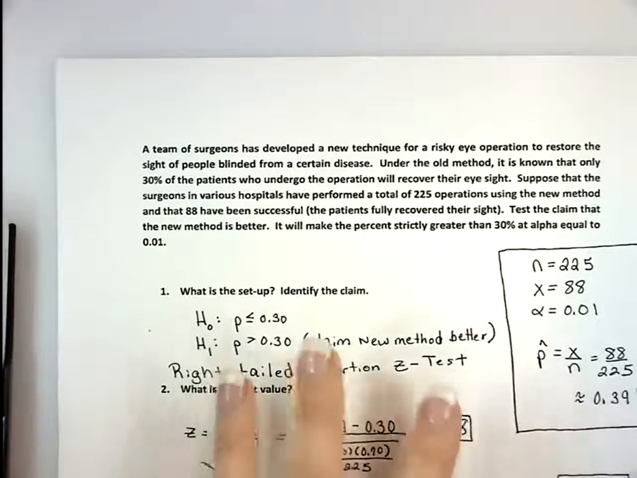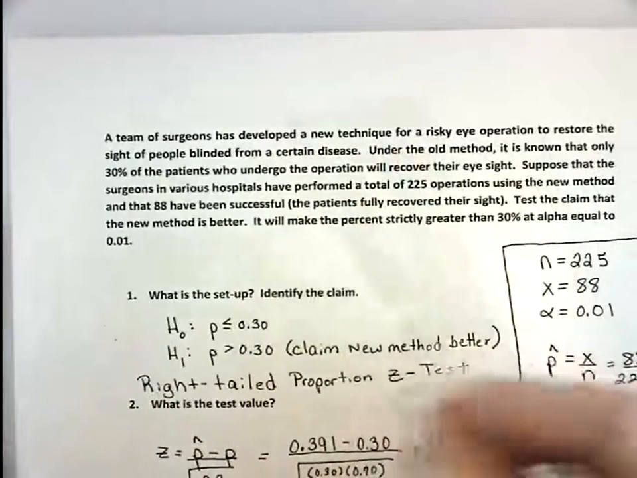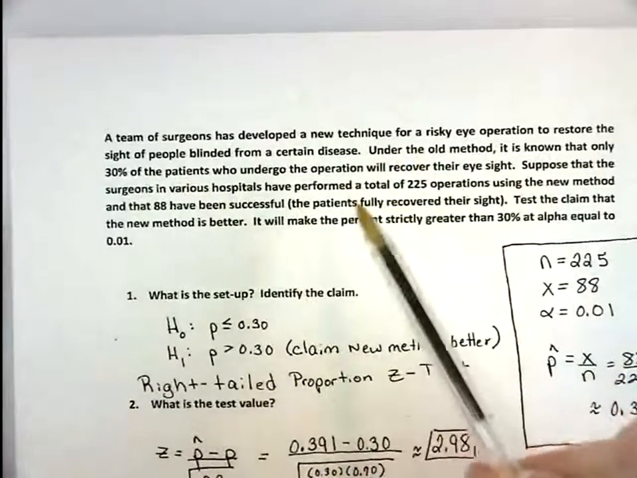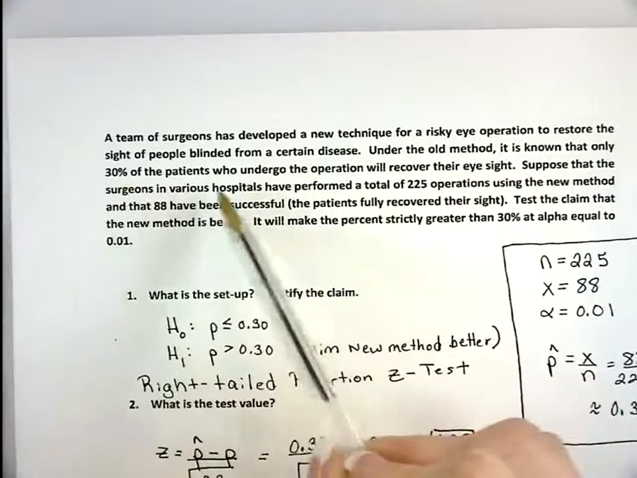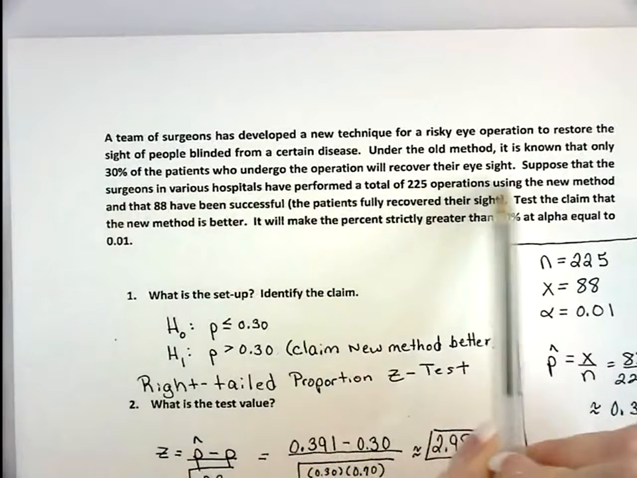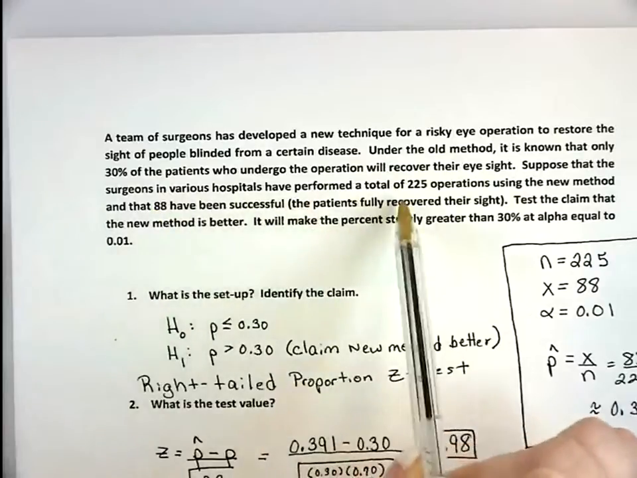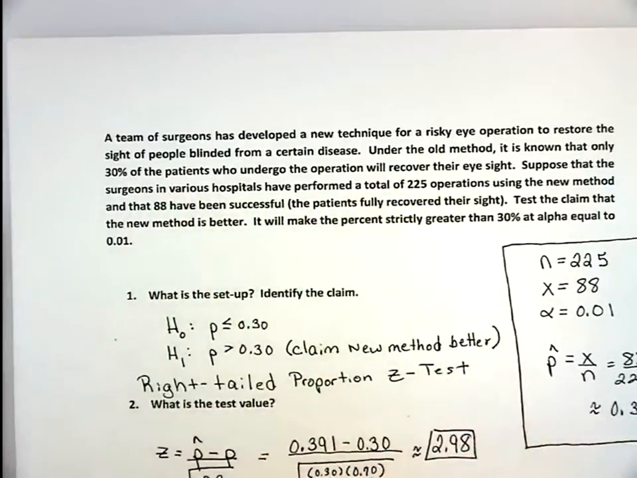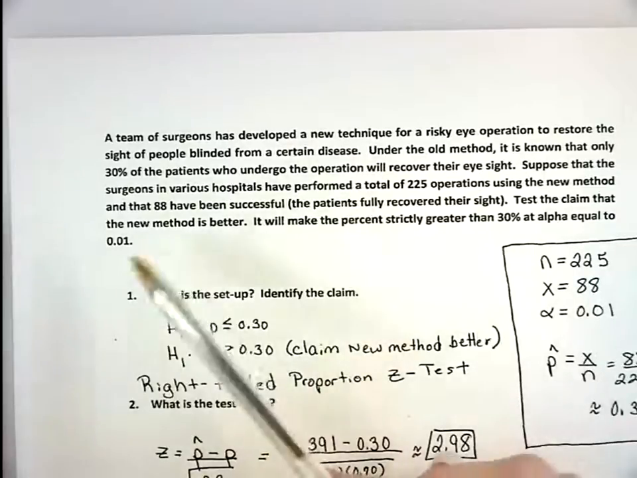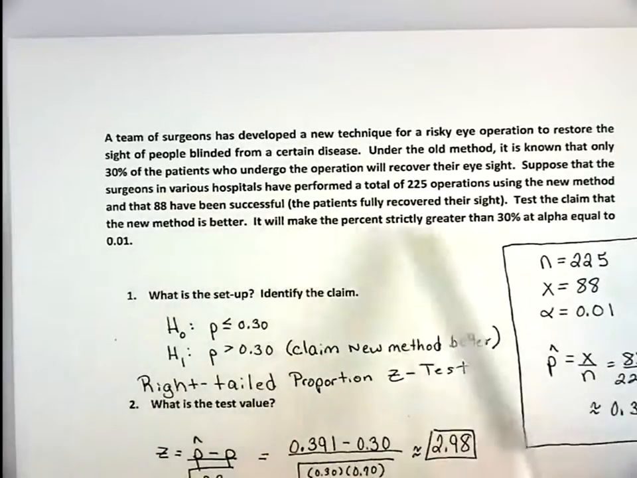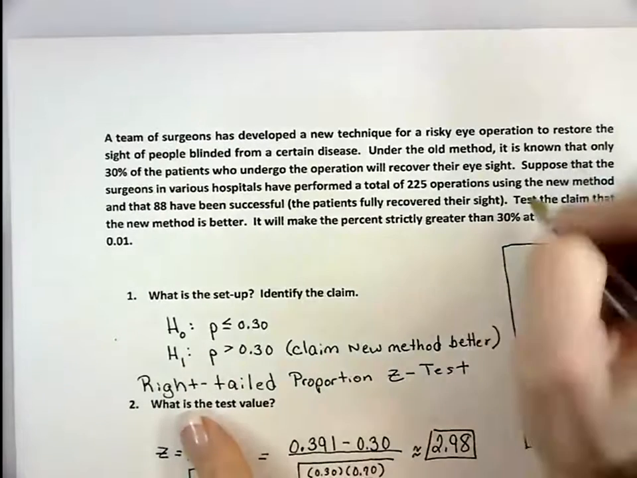A team of surgeons has developed a new technique for a risky eye operation to restore the sight of people blinded from a certain disease. Under the old method, it is known that only 30% of patients who undergo the operation will recover their eyesight. Suppose that the surgeons in various hospitals have performed a total of 225 operations using the new method, and that 88 have been successful, recovered their eyesight. Here we go. Test the claim that the new method is better.